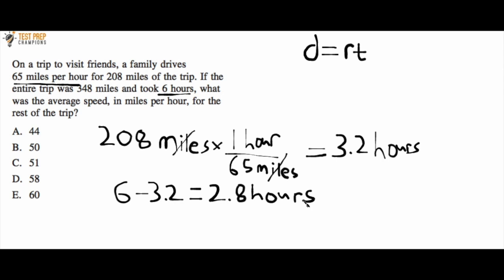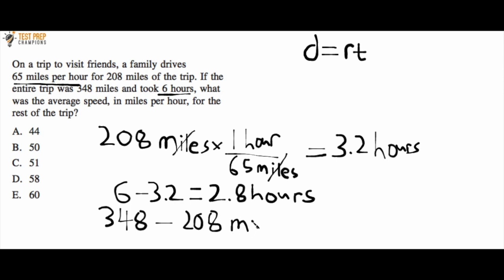So what I want to do to figure out the rate for that second part of the trip is I have one more step. I need to figure out how many miles that second part of the trip was. So I want to take the fact that the entire trip was 348 miles, and I want to do 348 minus 208. And that gives me 140 miles. Hopefully this is making sense.